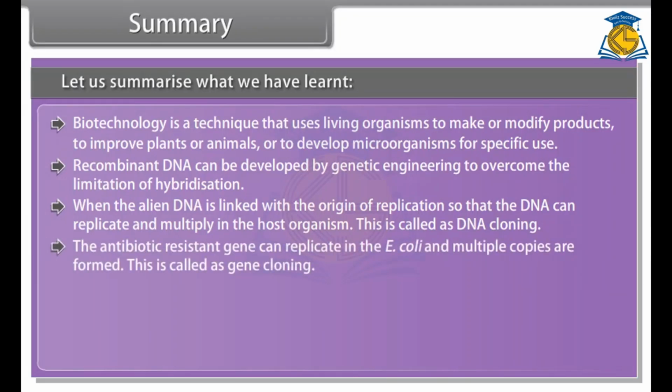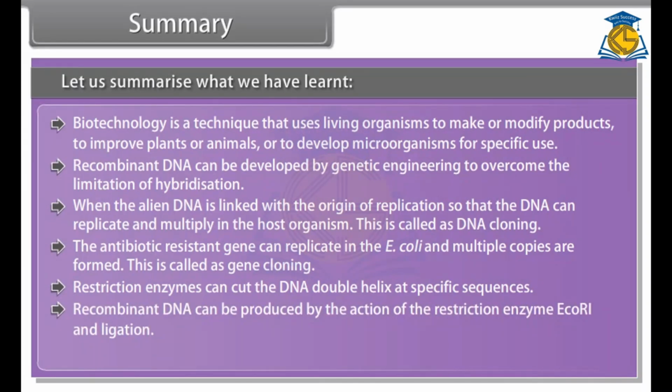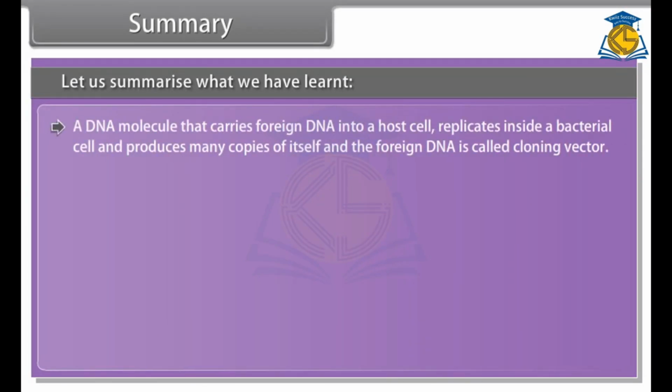The antibiotic-resistant gene can replicate in the E. coli and multiple copies are formed. This is called gene cloning. Restriction enzymes can cut the DNA double helix at specific sequences. Recombinant DNA can be produced by the action of the restriction enzyme, E. coli and ligation. Gel electrophoresis is used to separate DNA fragments. A DNA molecule that carries foreign DNA into a host cell, replicates inside a bacterial cell and produces many copies of itself, and the foreign DNA is called a cloning vector.